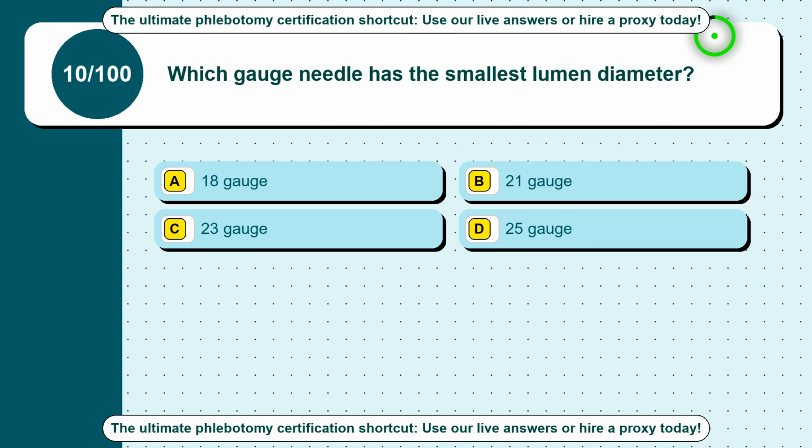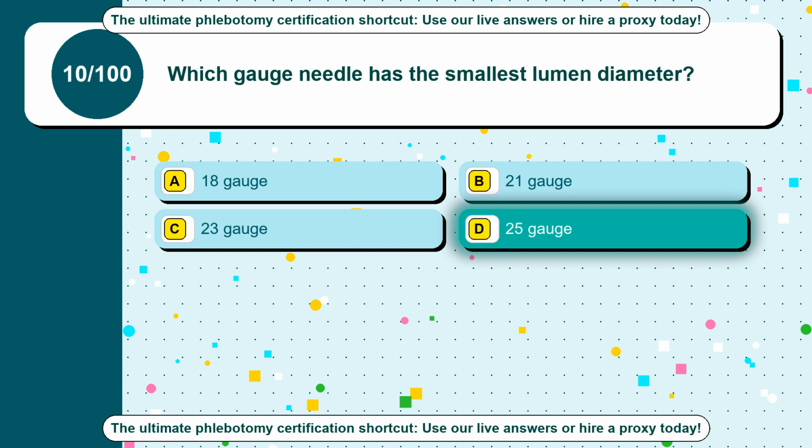Question 10. Which gauge needle has the smallest lumen diameter? Option A. 18 gauge. Option B. 21 gauge. Option C. 23 gauge. Option D. 25 gauge. The correct answer is option D.